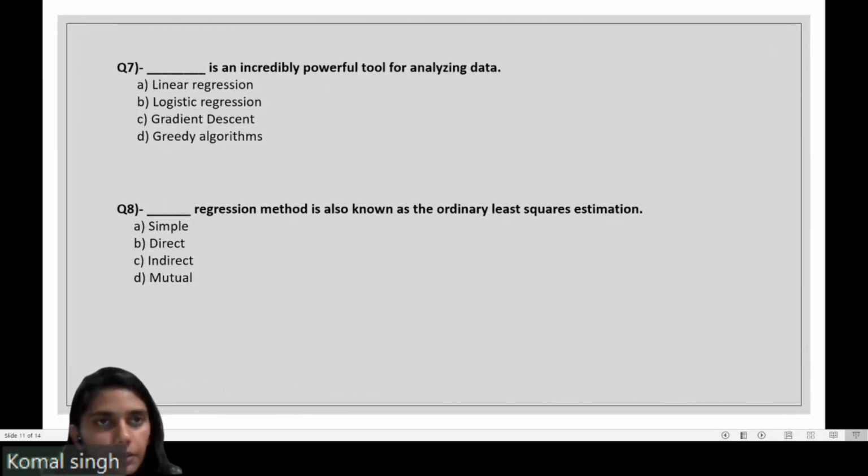Then question number 7. Dash is an incredibly powerful tool for analyzing data. This is very simple. We have already discussed this, and this is the easiest and most valuable regression model which we use in data science and machine learning, and that is the linear regression model. The eighth one: the direct regression method is also known as the ordinary least square estimation.